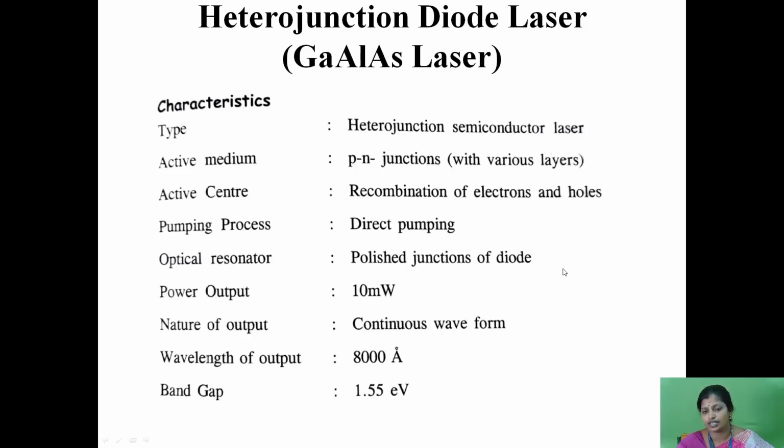We use this laser source with a power output of 10 milliwatt. The nature of the output is a continuous waveform. The wavelength of the output is 8000 Angstrom and the band gap value is 1.55 electron volt.